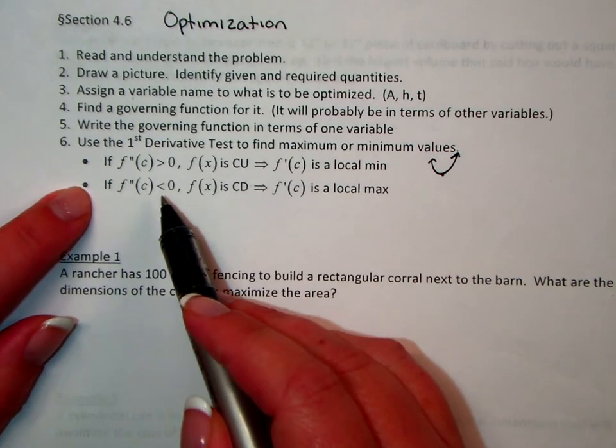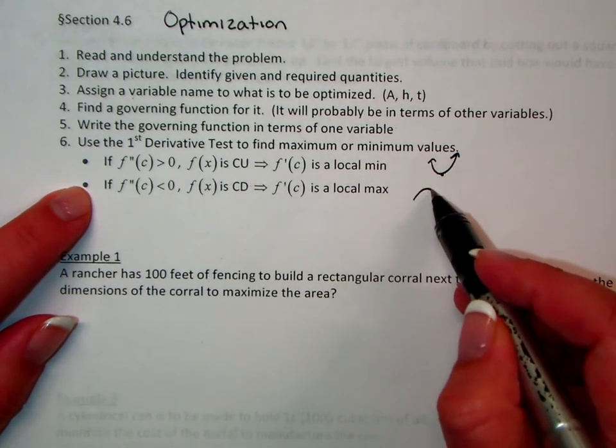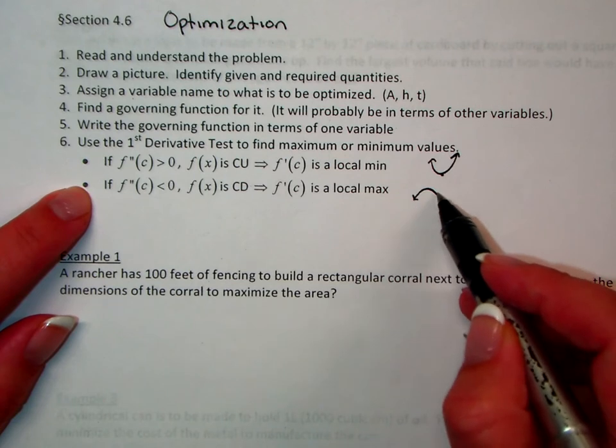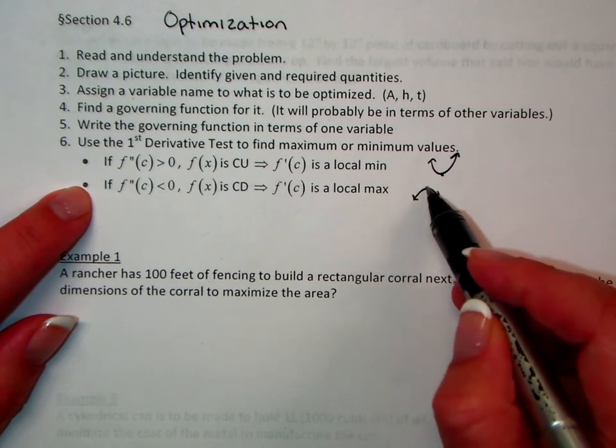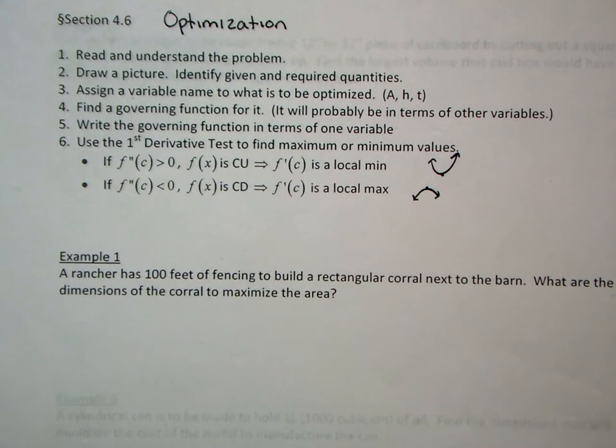If the second derivative is less than 0, then we know our function's concave down. And so if this is what our function looks like, and when we set the derivative equal to 0, we know that that value is going to be a max. Okay, so we're going to compare what the concavity is at those critical numbers of the first derivative. So we'll always make sure we do that, because we'd hate to find a minimum value when we really wanted a maximum value.